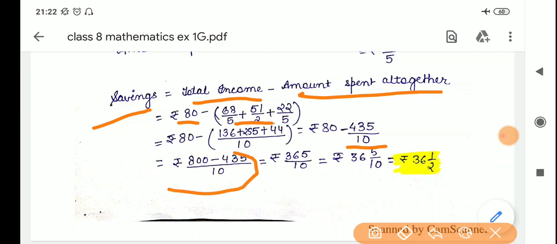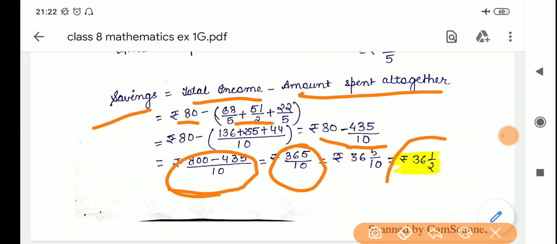Here also we are taking the LCM again. 10 is the LCM. 80 into 10 is 800, minus 435 is equal to rupees 365 upon 10. When we change it into mixed fraction, that will be 36 complete 5 by 10. 5 by 10 we can simplify.